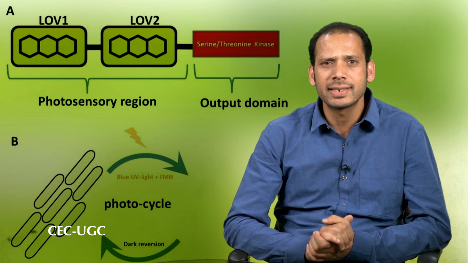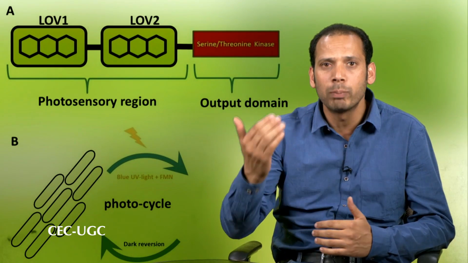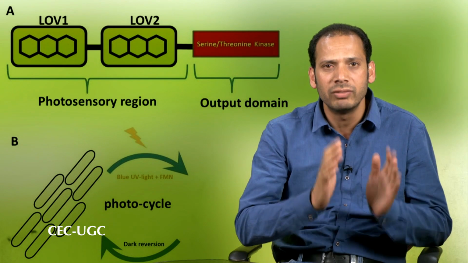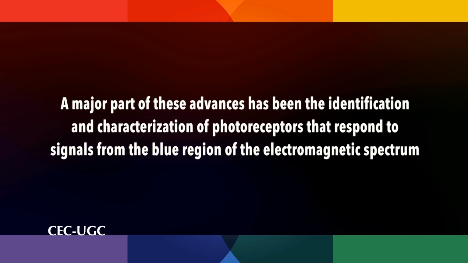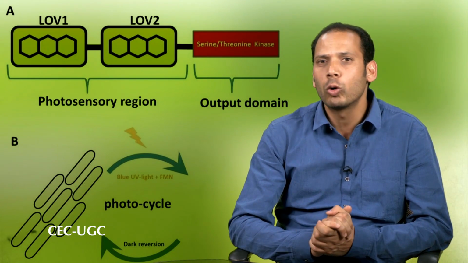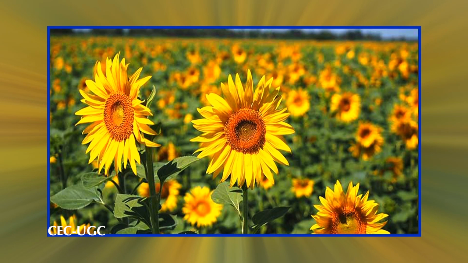The past decade has seen dramatic advances in our knowledge of plant photoreceptors and in our understanding of the signal transduction pathway that they activate. A major part of these advances has been the identification and characterization of photoreceptors that respond to signals from the blue region of the electromagnetic spectrum. One of the numerous physiological processes controlled by blue light is phototropism. Phototropism enables plants to bend towards incident light by perceiving the direction, wavelength, and intensity of incident light so that they are able to obtain maximum light.